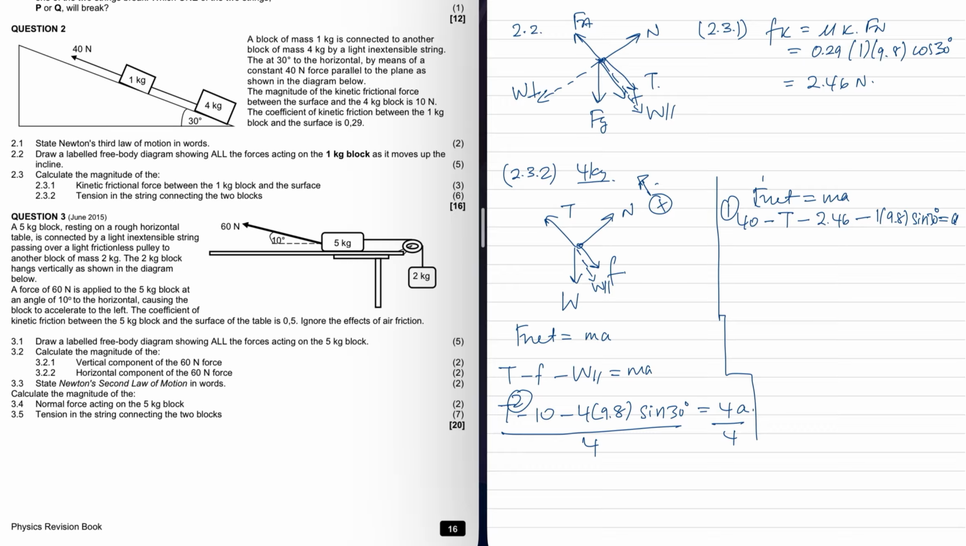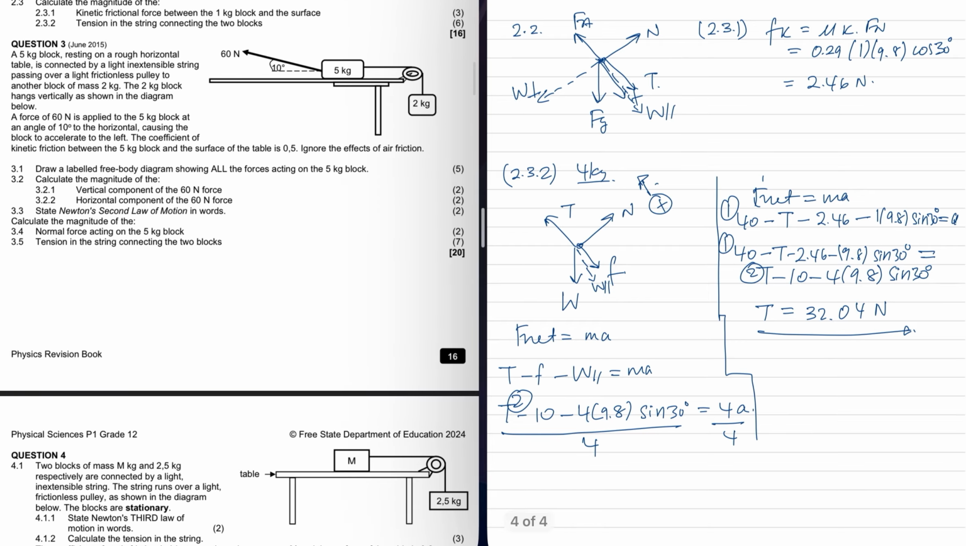So we can say that 40 minus t minus 2,46 minus 9,8 sine of 30 is going to equal, so 1 equals 2, and it's going to equal t minus 10 minus 4 into 9,8 times sine of 30. So that's equation 1, and that's equation 2. And we can then solve for t. T is equal to 32,04 newtons.